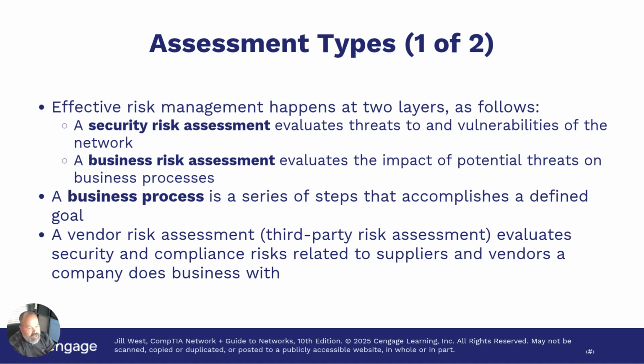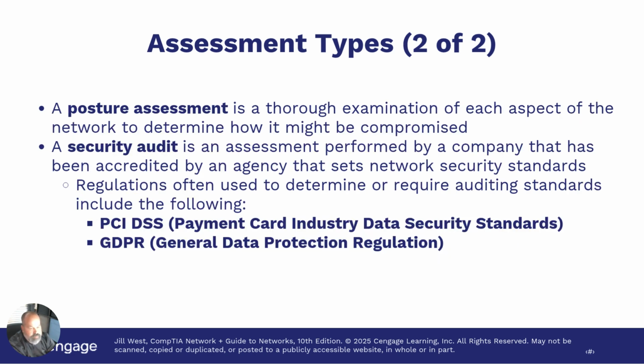Risk management does have layers, kind of like if you peel back the layers of an onion. A security risk assessment looks at threats and vulnerabilities, basically figuring out all the ways things could go wrong. A business risk assessment evaluates how these threats would impact business processes. Because if you say the server is on fire, it means different things to IT versus the accounting department. And vendor risk assessment checks if your suppliers and partners are secure, because it doesn't matter how strong your locks are if you're giving keys to sketchy people.